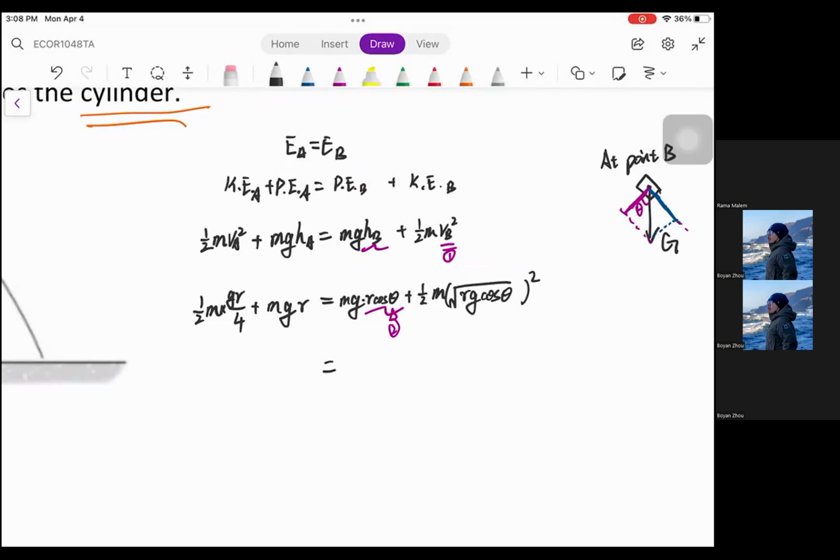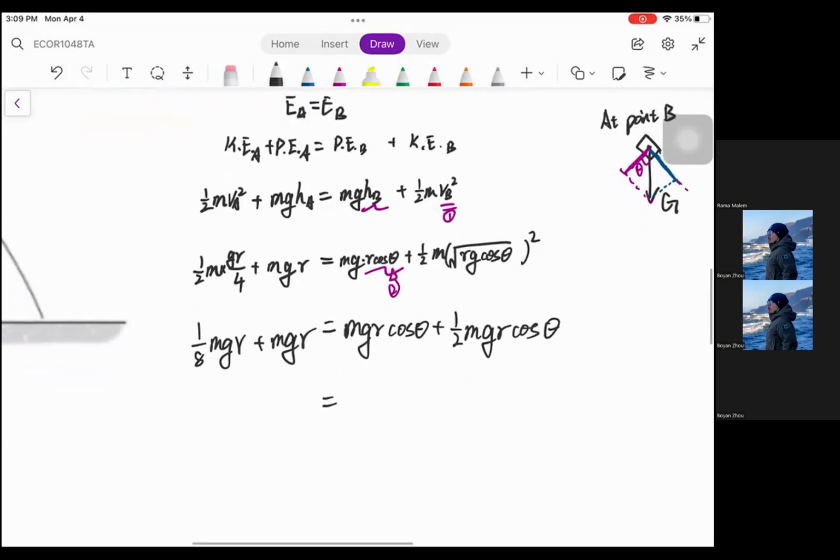So on the left-hand side, that is 1 over 4 mgr plus mgr. On the right-hand side is mgr cosine theta plus half mgr cosine theta. And then the left-hand side is just 9 over 8 mgr, equal to 3 over 2 mgr cosine theta.